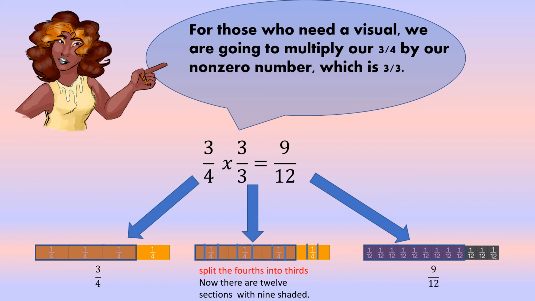Our second arrow, which is in the middle, shows us that we have to split the fourths into thirds. Why are we splitting the fourths into thirds? Because our non-zero number is 3/3. Now there are 12 sections with 9 shaded in. Our third arrow represents 9/12. There are 12 sections with 9 shaded in. Let's go back to our second arrow. Our second arrow and our third arrow are equivalent. They both represent 9/12.